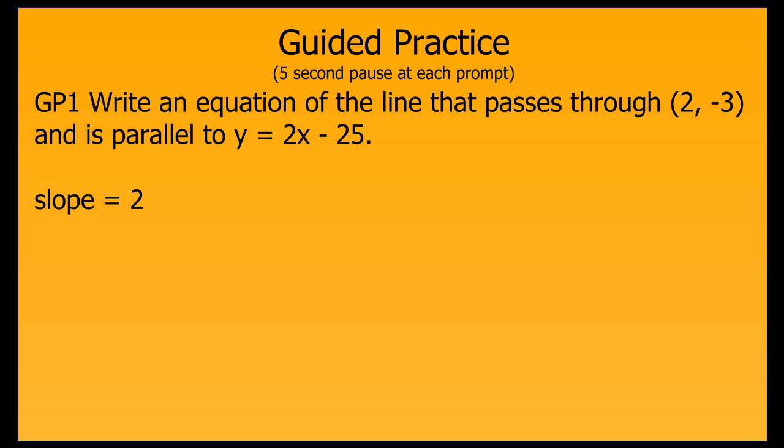First, we figure out the slope of y equals 2x minus 25. The slope of that line is 2. Any line that's parallel to it will also have a slope of 2. Now what?